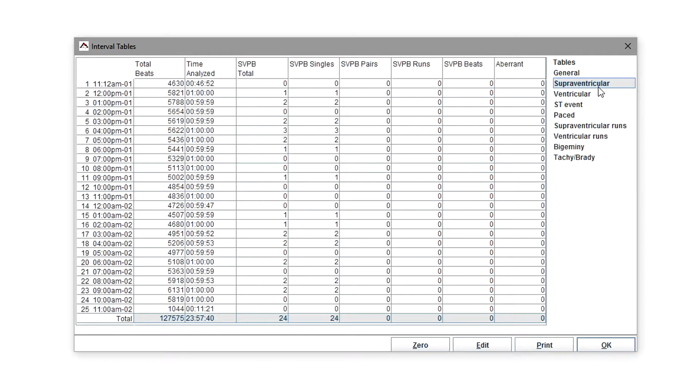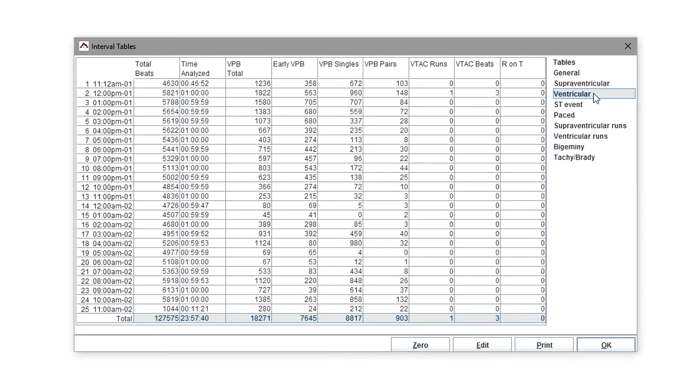Supraventricular. This is an interval table that lists the time of day at the start of the interval, the total number of beats identified and counted in the interval. This excludes periods of artifact, the amount of time analyzed. This also excludes artifact, the total number of SVPBs counted, the number of single SVPBs, the number of SVPB pairs, the number of runs of SVT, the number of SVPBs that occurred in runs, and the number of aberrant SVPBs.